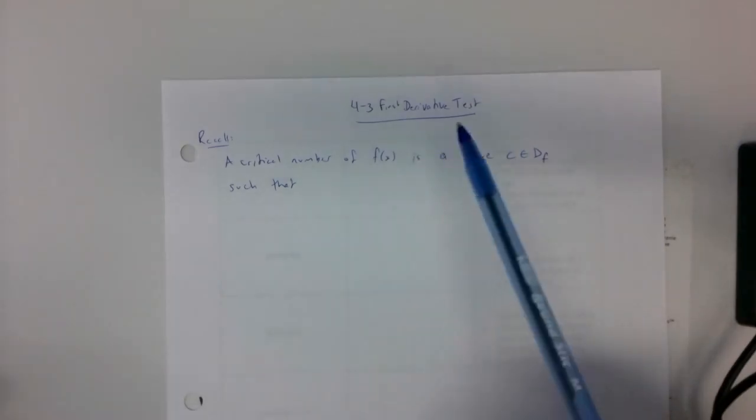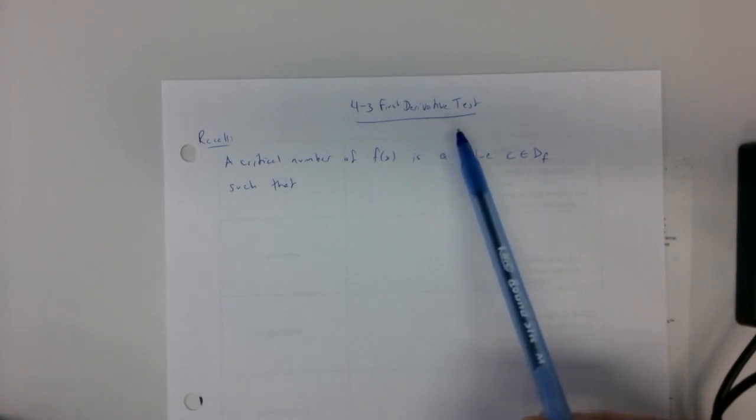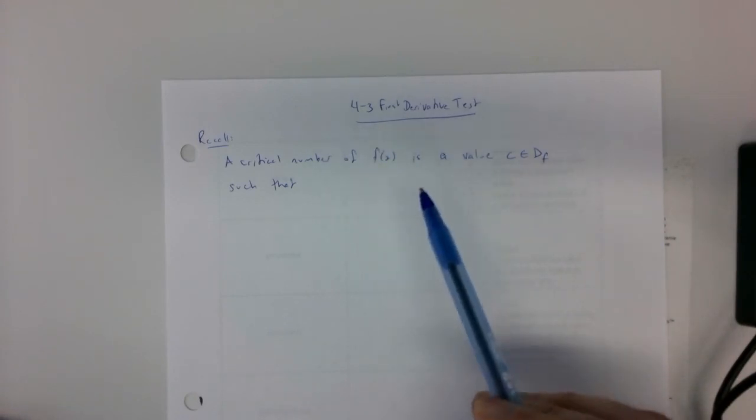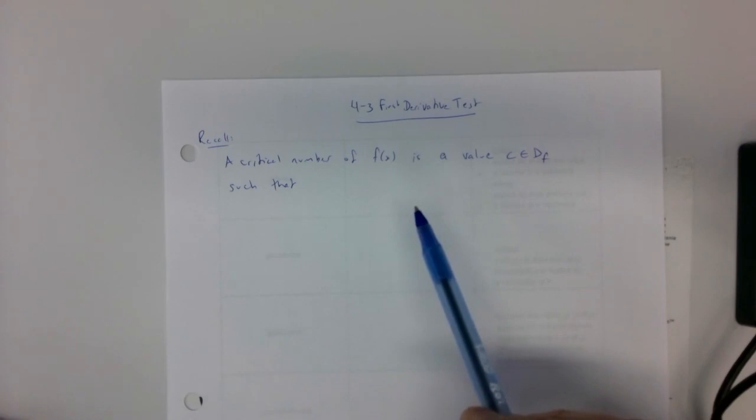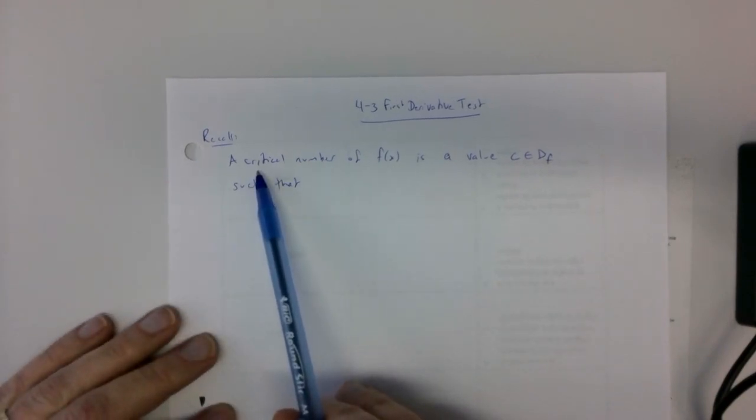Today we're going to look at what's called the first derivative test. What the first derivative test does is it checks to see if a given turning point is a local max or a local min. And so recall, first of all, the definition of a critical number.